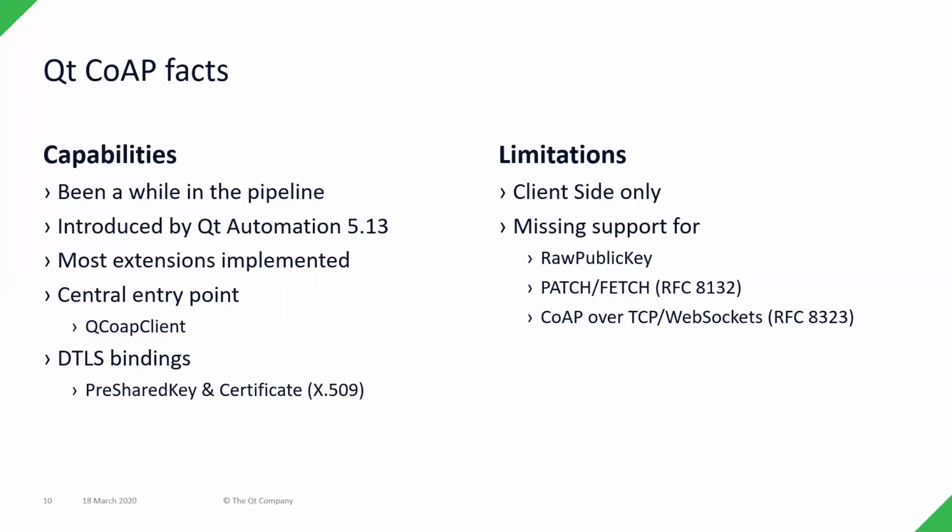Most of the extensions that exist have been implemented. The missing ones you can see on the right here: raw public key as a security extension, patch fetch, and CoAP over TCP WebSocket have not been implemented at this point in time.